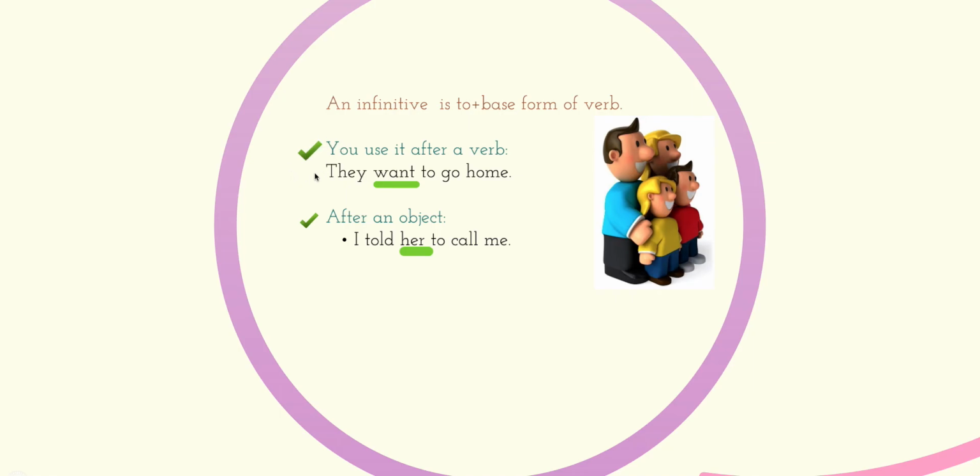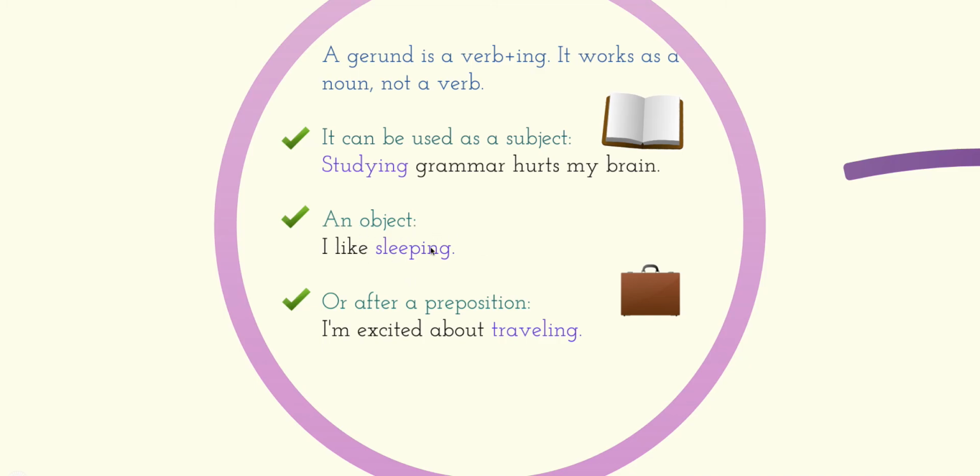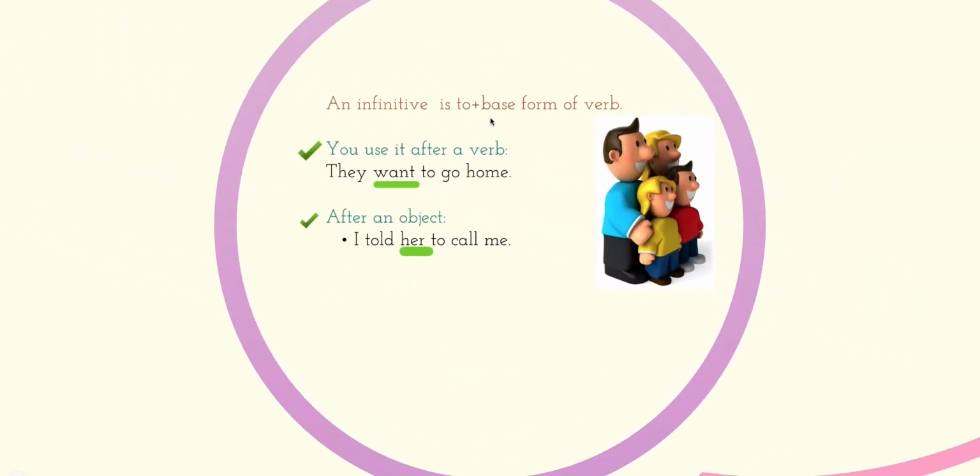Mariana, can you please help me reading the first one? Okay. You use it after a verb. They want to go home. Okay, very good. You use it after a verb. So in this case, this is going to be working as a verb, not as a noun. That is the difference, for example, here. Here you have a verb and then you have a gerund, but this is going to be like a complement. In the case of infinitives, these are going to be working as a verb. Those are verbs and are going to work like verbs. So, they want to go home.